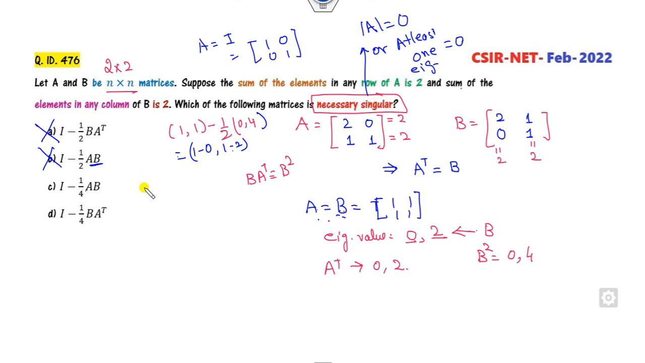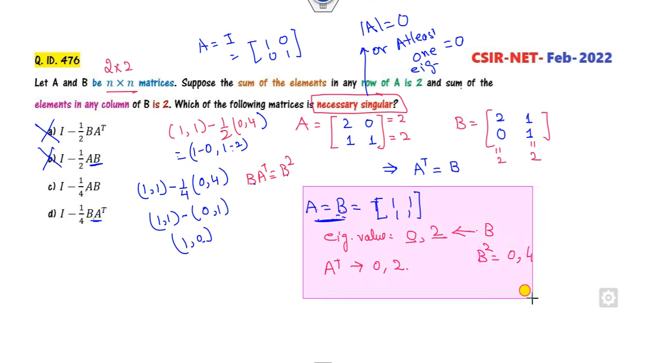Look at this one. 1 comma 1. What is the eigenvalue of AB? AB is nothing but B square. So B square is 0 comma 4. So 1 comma 1 is 0 comma 1, so it's 1 comma 0. One eigenvalue is 0. But this is a one counter example. We can check over the B A transpose. This again is B square. So out of these two options we will check about that. So this first example is enough to discard the first two options.